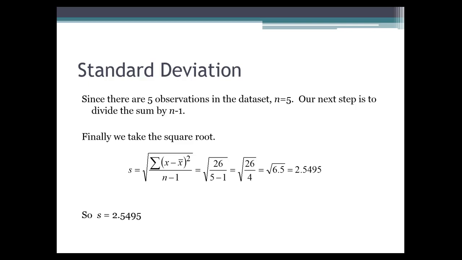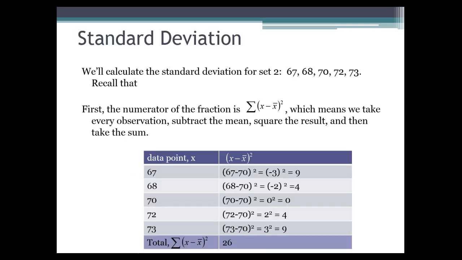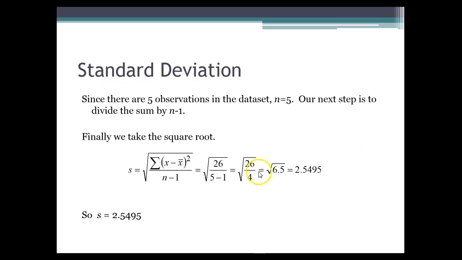Okay? So again, just to recap, we took every data point, we subtracted the mean, we squared the results, we added those up, and then we divided by the sample size minus 1, don't forget the minus 1, and then took the square root.